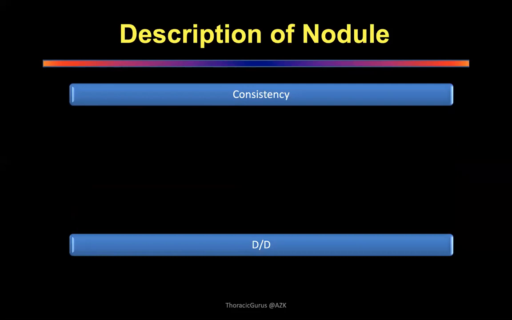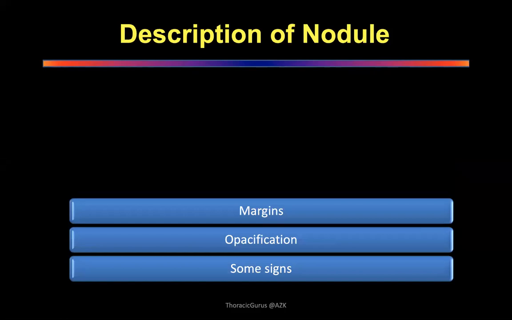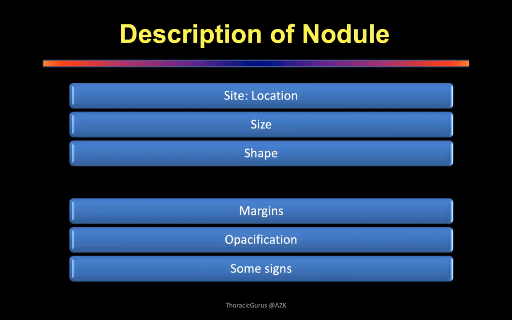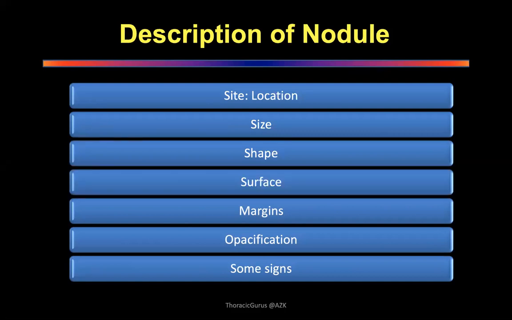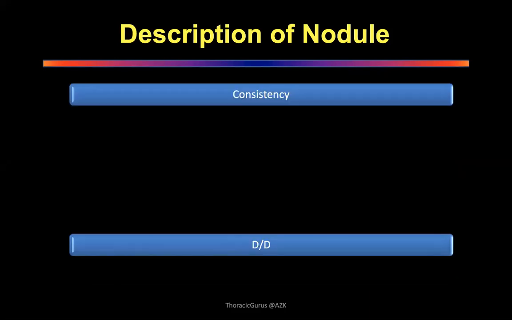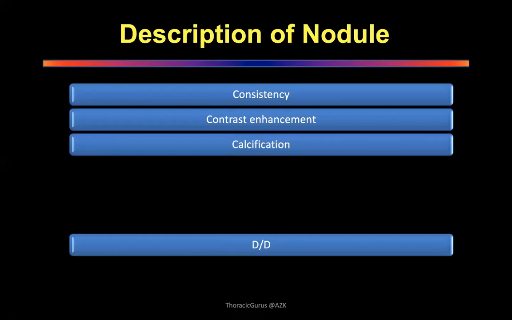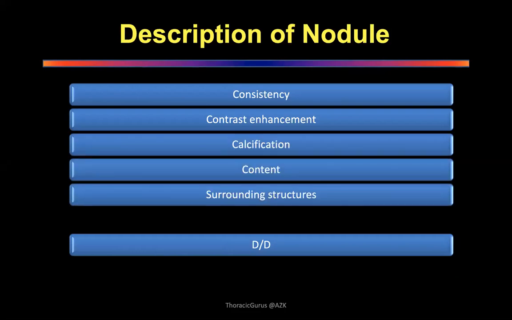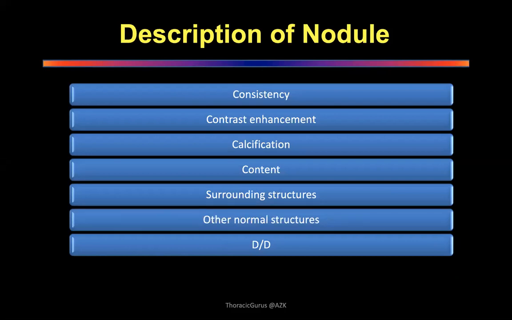Okay, so just quickly, I'll go through these few points again. So let's look at it. Site, which is the location, the size, the shape, the surface, the margins, the opacification, any signs which are specific to the lesion. You can talk about consistency, contrast enhancement, calcification, content, surrounding structures, and other normal structures.